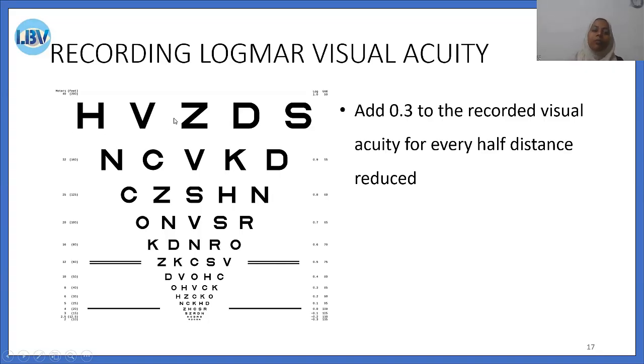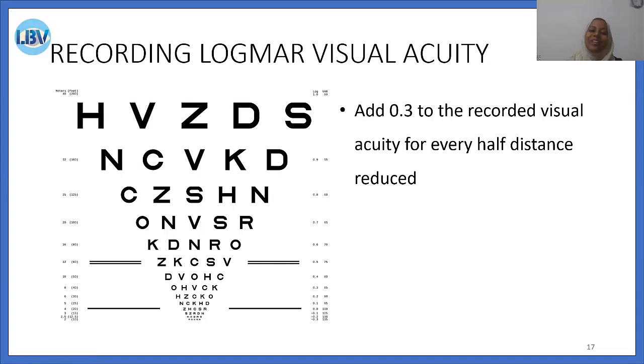What can we do if it is a loose chart? Then we can bring the chart closer. For example, if it is a 4-meter chart, then we can bring the chart to 2 meters and ask the person to read. If the chart is an LCD based chart, then we can ask the patient to move towards it and come to a distance of 2 meters from the chart.